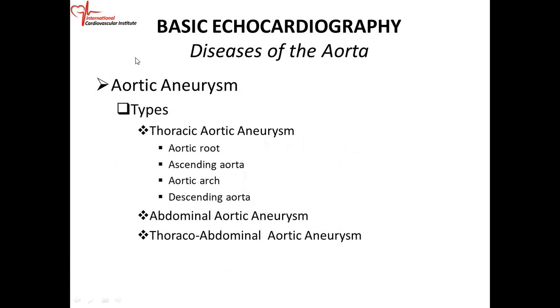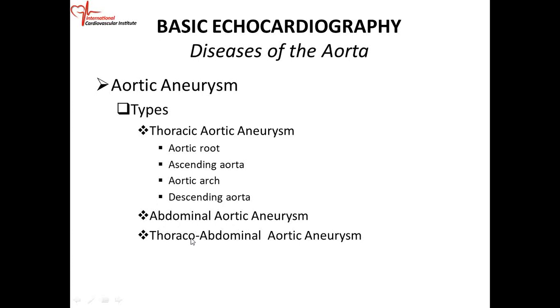So for thoracic aortic aneurysm, there is the aortic root, so that is why we measure the aortic root routinely, to make sure that the patient doesn't have aortic root aneurysm or dilatation. Then you have the ascending aortic aneurysm just above the root. Then the arch, where the aorta arches, you can have an aneurysm. And then in the descending aorta, you can also have an aneurysm. You can have an aneurysm in the abdominal aorta, abdominal aortic aneurysm.